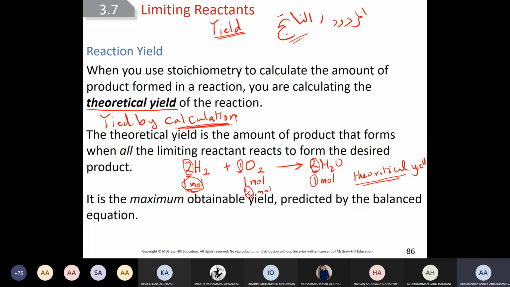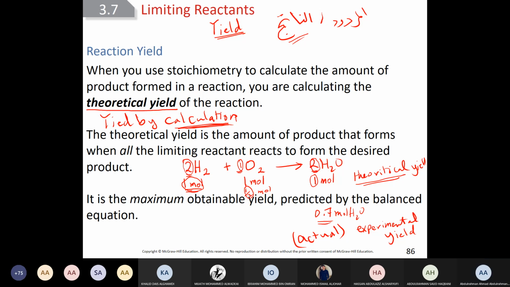and you actually produced 0.7 mole of H2O. That's what you produced. This is called experimental yield. There is another name for it also: actual yield. How can you get the actual yield or the experimental yield? You can only get it by experiment.